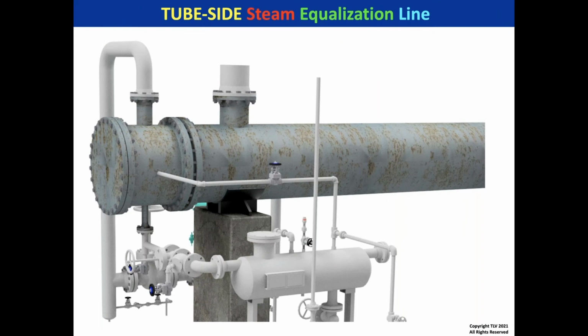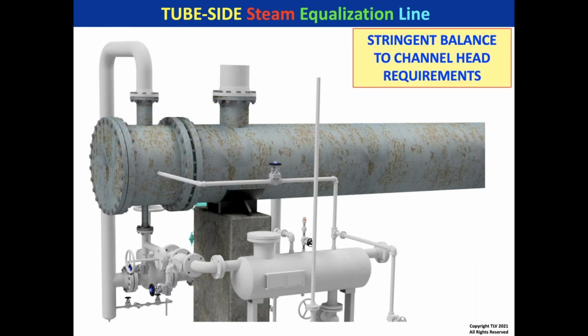Tube side steam equalization is much more critical and challenging. I know that people are trying so hard to connect that balance line to the outlet line, but look at that. That line is just too small. You cannot get counterflow through that line. It is not going to work. And you can't connect it to the inlet side.